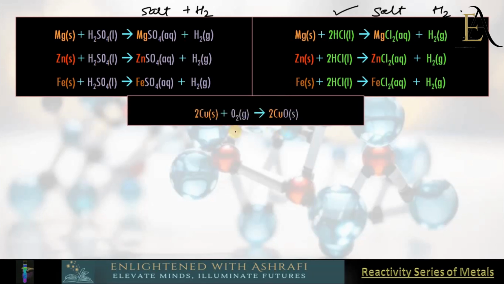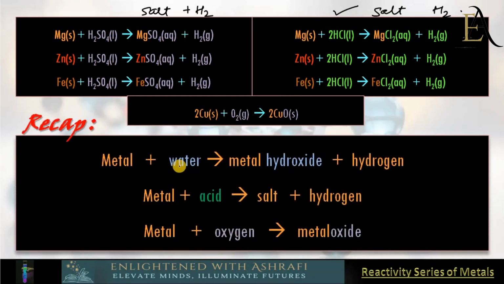Reaction with oxygen: copper will react with oxygen to give copper oxide. Let's have a recap of how metals react with water, acids and oxygen. Metal with water gives metal hydroxide and hydrogen gas. Metal plus dilute acid gives salt and hydrogen, whereas when a metal reacts with oxygen, it gives metal oxide.